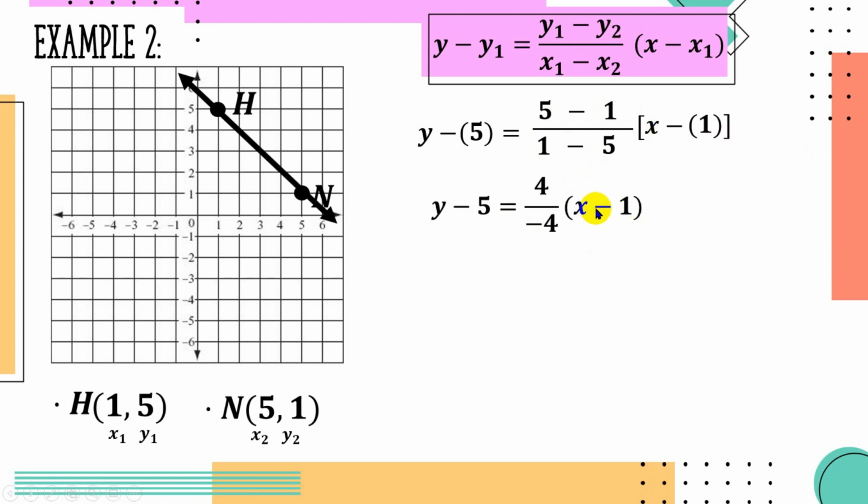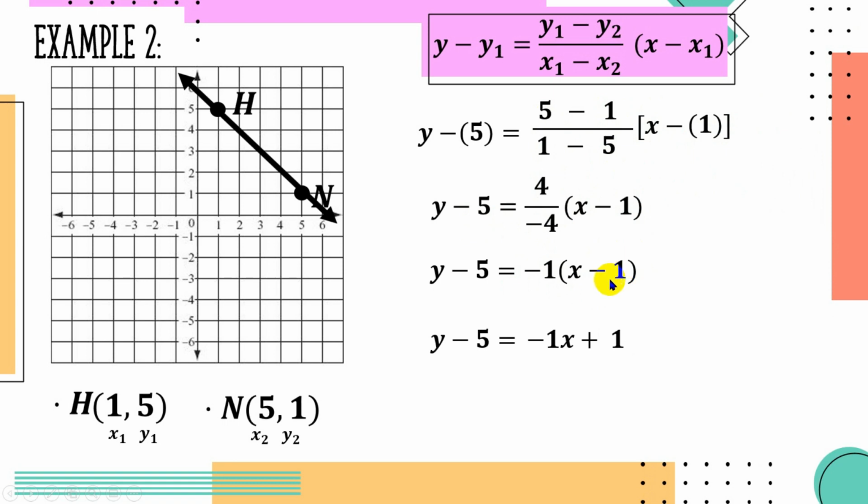Hindi pa rin po nagbago yung sign or hindi pa rin po nagbago yung operation kasi positive naman po itong ating 1. So, from here, 4 divided by negative 4, that is negative 1. And negative 1 multiplied to the quantity of x minus 1. So, may magbabago sa sign. Kasi negative 1 po yan. Negative 1 times x is negative 1x or negative x. The negative 1 times negative 1 is positive 1 na.